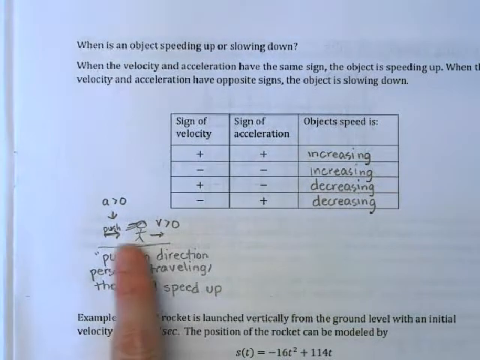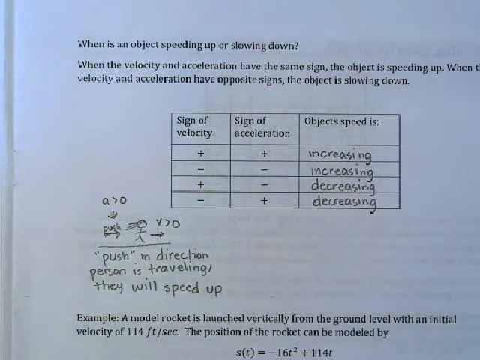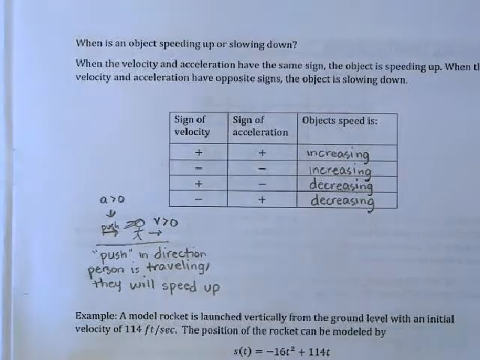Now I want you to think about the same thing if they were headed towards the left, which would mean velocity is less than zero. Acceleration is going to the left, which means it would be less than zero. So even if they were both going left, they would still start going faster.